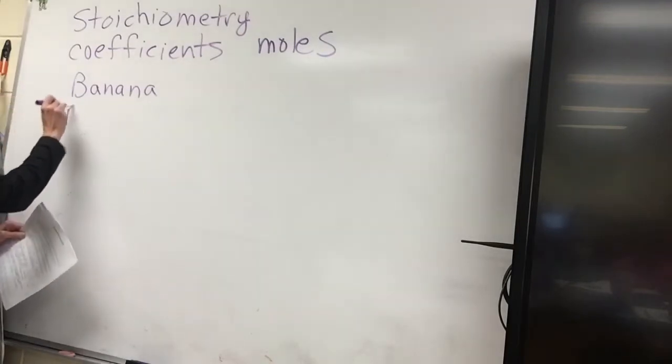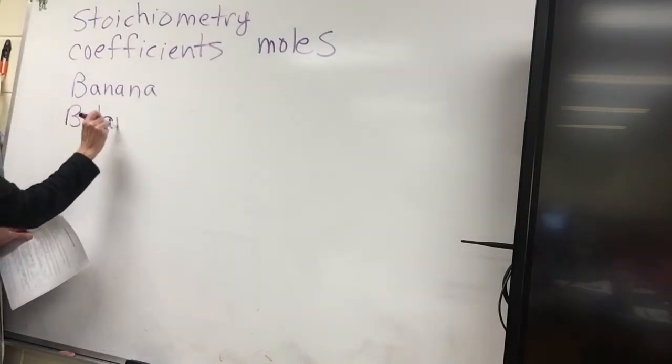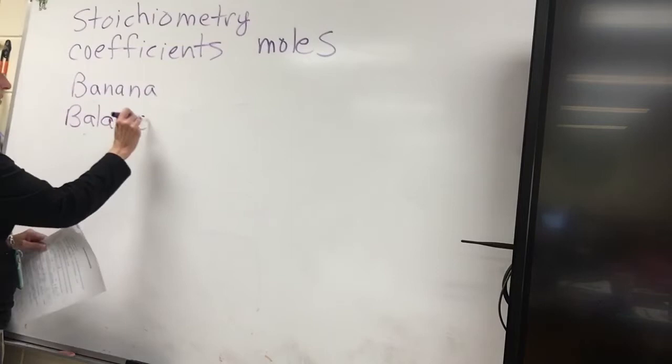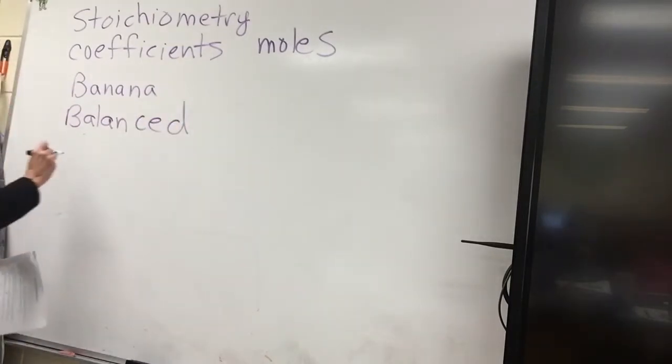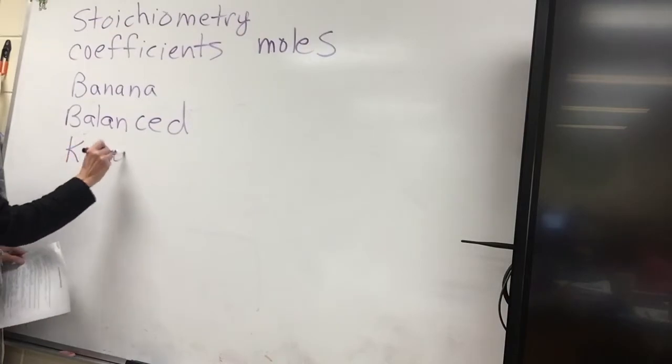So the very first thing is you write the balanced chemical equation. I said it, but I didn't write it on the board. You need the balanced chemical equation. Next, you write down what you know.